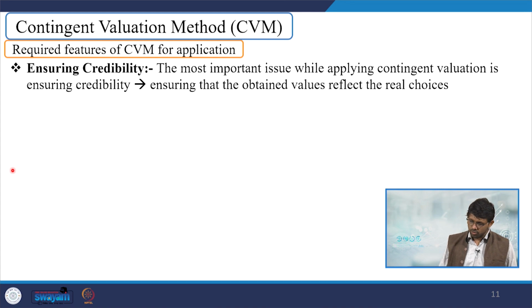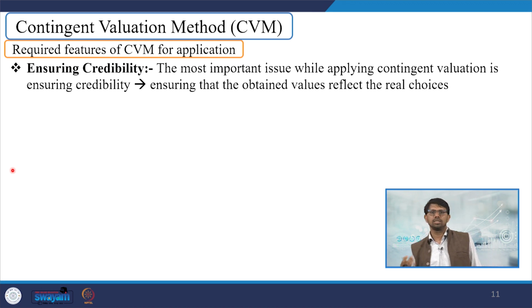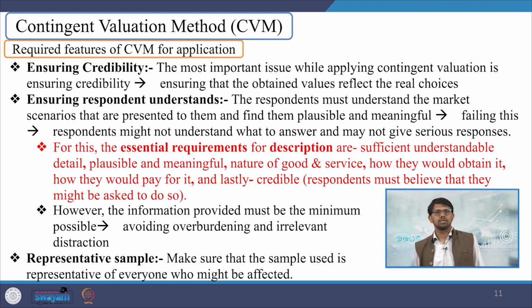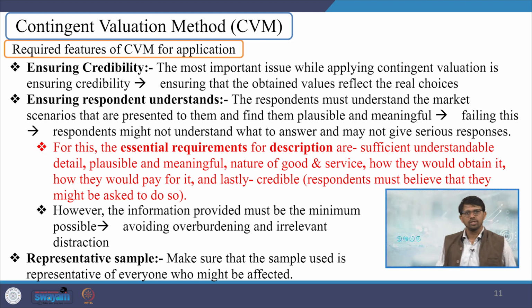The most important issue while applying contingent valuation is ensuring the credibility, that is the values that are reflected should actually be catering to the real choices, and the respondent must understand the market scenario that is presented to them, and they must find it plausible and meaningful. Without this, it might be difficult for the respondent to answer and may not give a serious response.